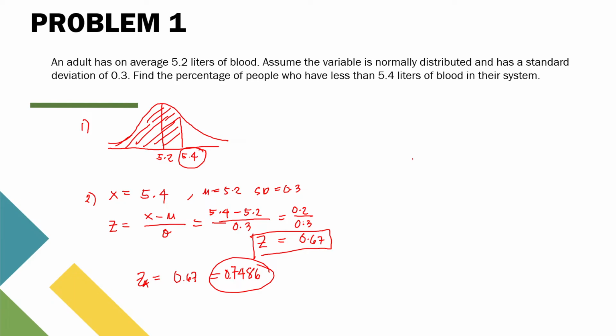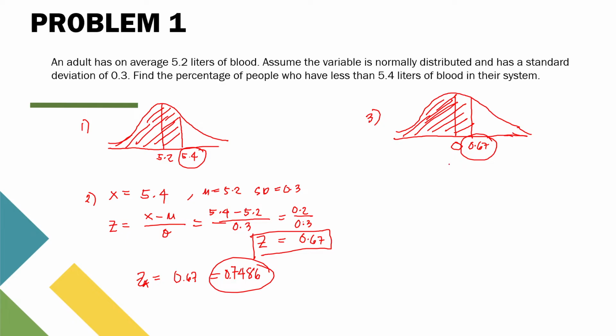So for step number 3, we could re-illustrate using the z value. If the mean is 0, the resulting z is 0.67. So that is below or less than 5.4 liters, which is converted into 0.67. So this is now a conversion, transformed into a z value, which is 0.67.